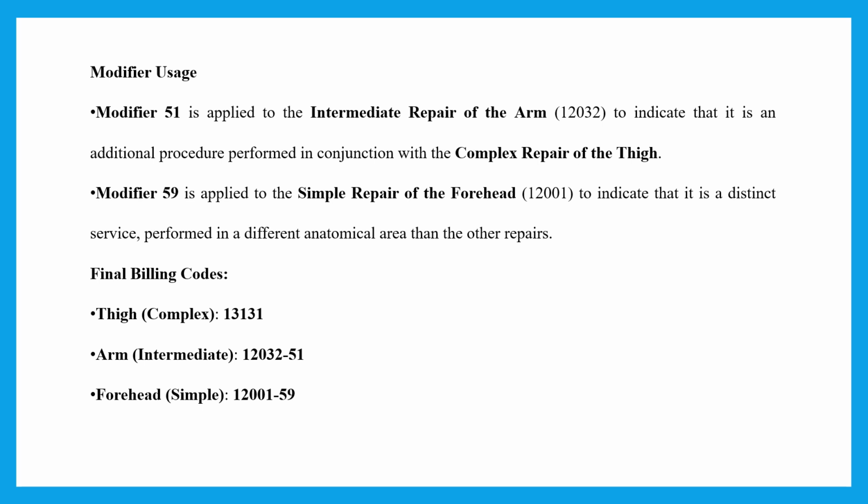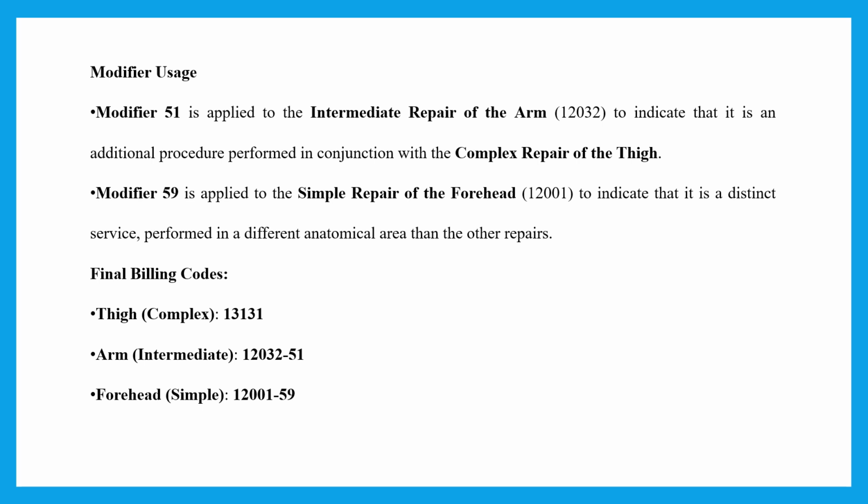So modifier 51 is applied to the intermediate repair of the arm to indicate that it is an additional procedure performed in conjunction with the complex repair of the thigh. So it is a multiple procedure, it's an add-on. So that's why we had added modifier 51.